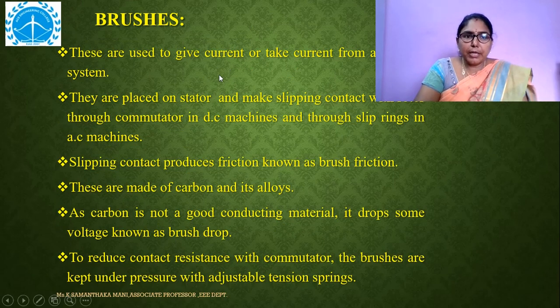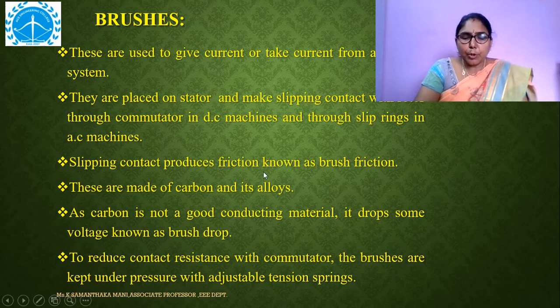And coming to the concept of brushes, we are going to check the function of the brushes here. These are used to give current to or take current from a rotating system. Here, as we are discussing DC generators, the brushes are collecting current from the commutator. It will be vice versa in the case of DC motors. They are placed on the stator and make a slipping contact with the rotor through the commutator in DC machines, and through slip rings in AC machines. So the concept of slip rings is used in AC, and in DC machines we generally call this a commutator.